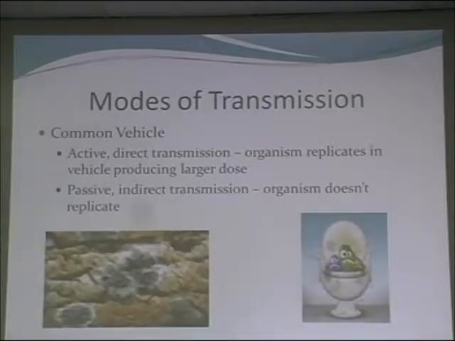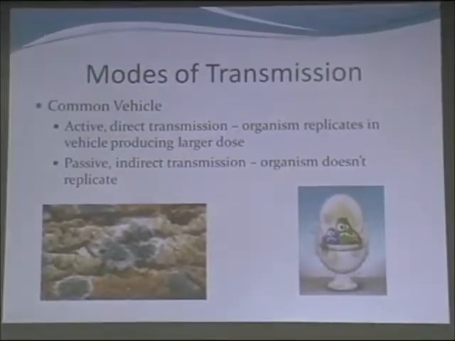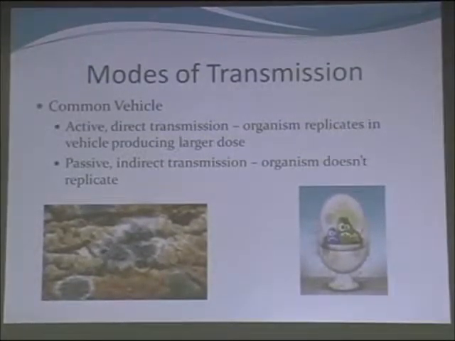Another mode of transmission is a common vehicle. These are either active direct transmission, which is where the organism replicates in the vehicle and gets bigger and bigger, or passive, where the organism's not replicating, but it's still passing on to someone else. So you see this in food, water, the fecal-oral route, and then contaminated products. You can get contaminated blood products or contaminated medications.